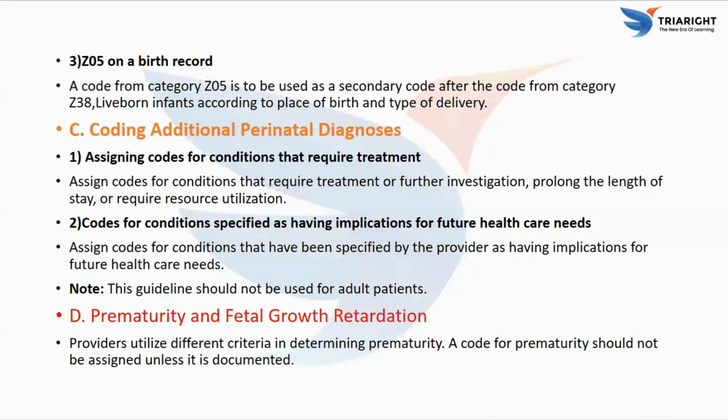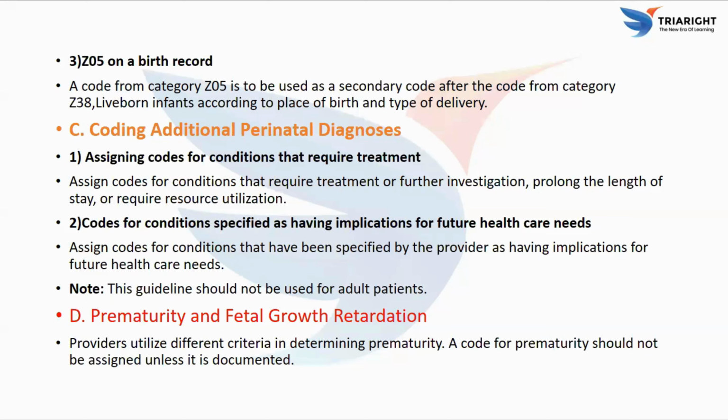So the next guideline is Z05 on a birth record. When can Z05 be used on the birth record? On the birth record, it is used as a secondary code. The primary code on a birth record must always be from the Z38 category, the codes that describe liveborn infants and their place or method of birth. So the order becomes Z38, the main code for the birth, then Z05, the secondary code if the baby is evaluated for a suspected condition.